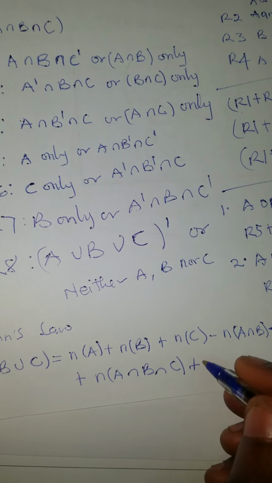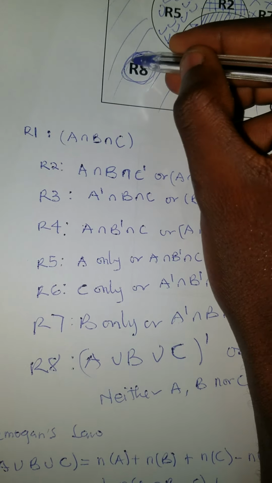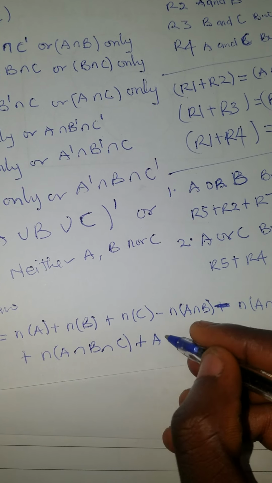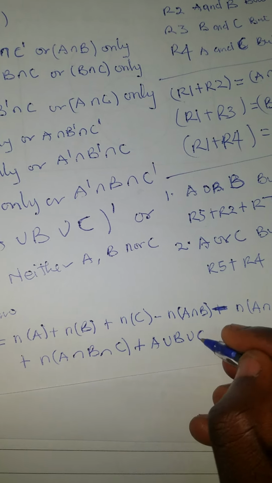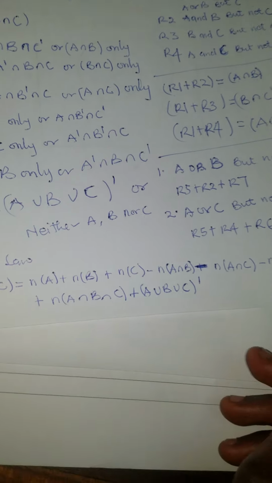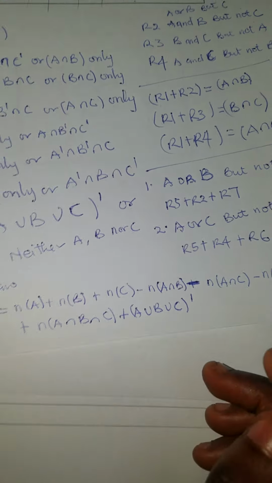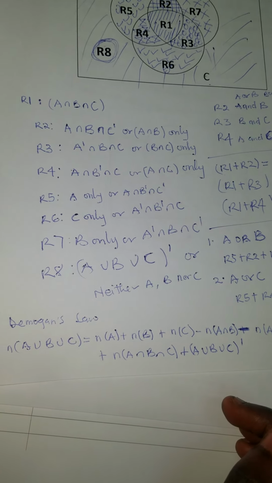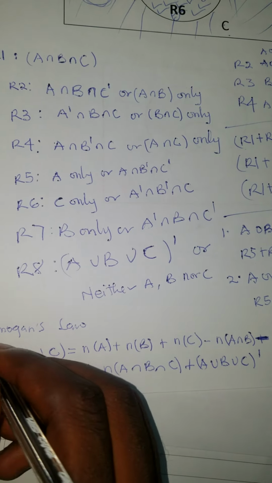Then if there is the outer region, this region which we said is called A union B union C, all complement, then you add it. If it is not there, there's no need to add it. This is the De Morgan's law.